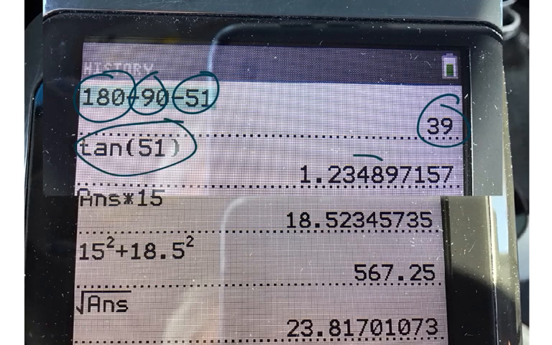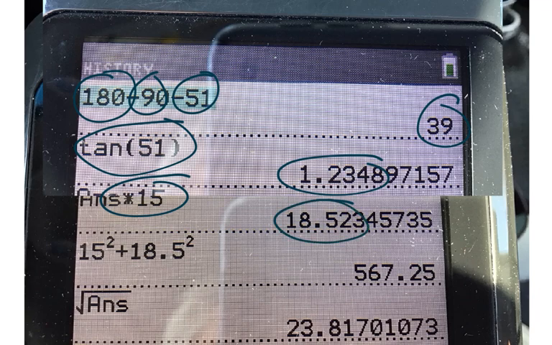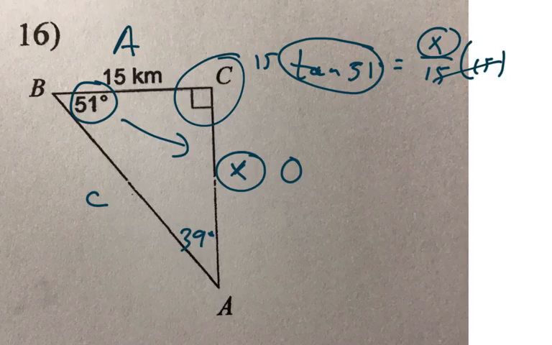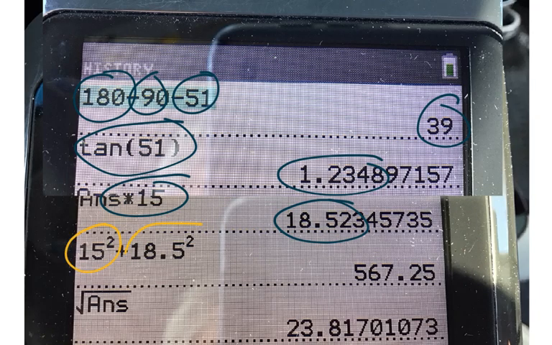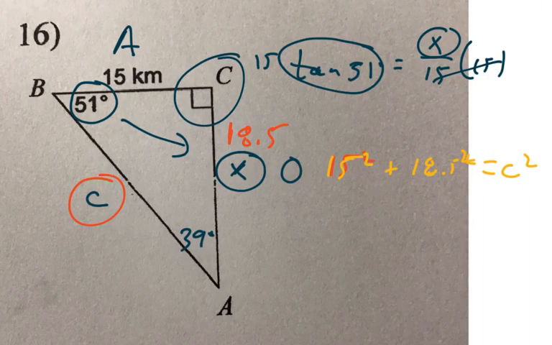Tangent 51 times 15, 18.5. So now that I know this side is 18.5, let's use Pythagorean theorem to find the hypotenuse. So we're going to do 15 squared plus 18.5 squared. That, of course, will equal c squared. Let's do it. 15 squared, 18.5 squared. Let's do the square root on it. 23.8 is my missing hypotenuse.